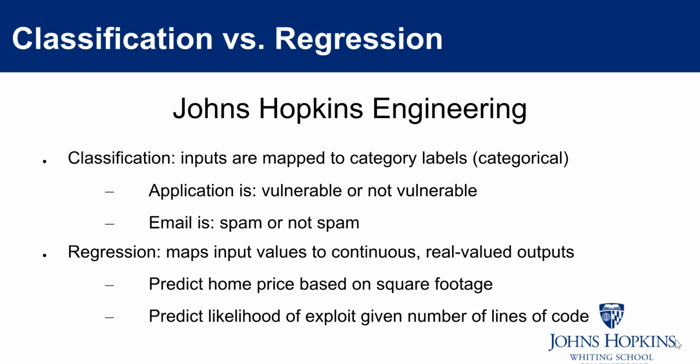The first, you see a classification problem. You can see that the inputs to the trained model are then mapped to a category label. So what that means is, based on whatever the input is, in our case we have an application or an email as a potential input, we're looking to try to map that outcome to one of a number of, let's say, bins or categories. So in the first example here, I'm asking you to give me an application.